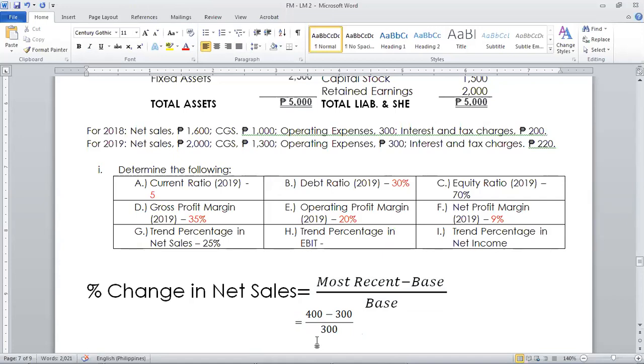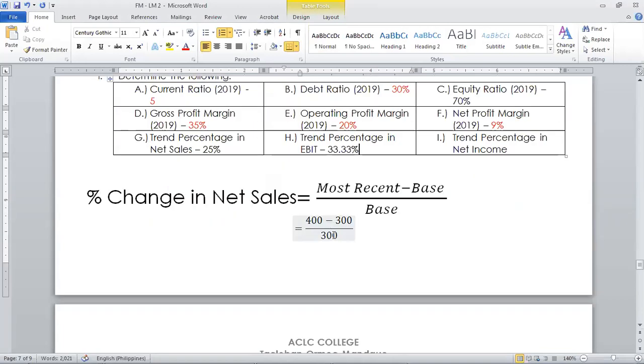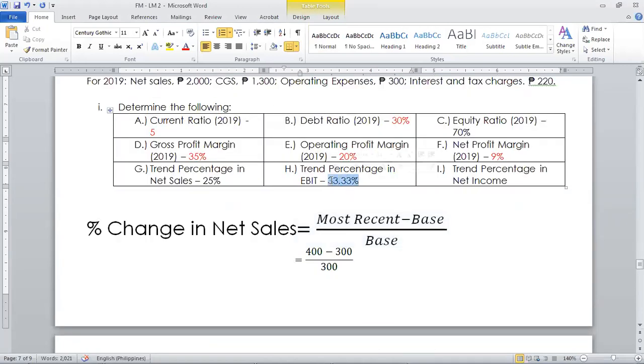0.33. Ma'am, it's rounded, 0.33. Okay, so it's 33.33%. Okay, very good, Jehu. That's correct, 33.33%. We just have to round it off to the nearest two decimal places. Okay, so this will be the answer for letter H.